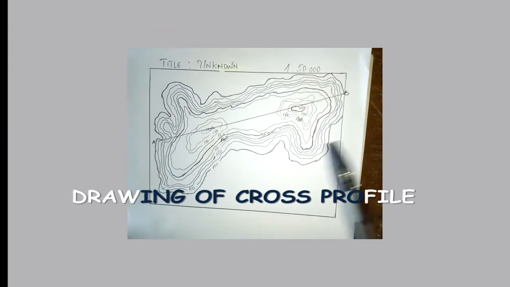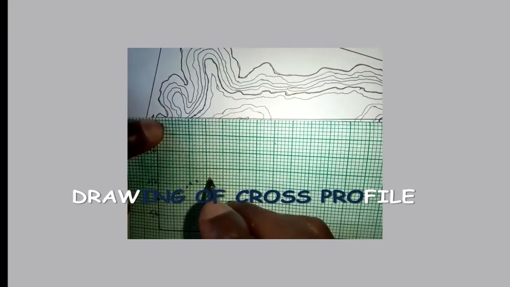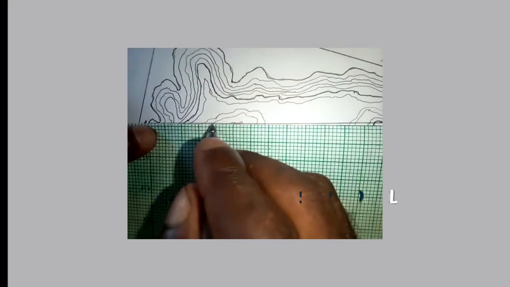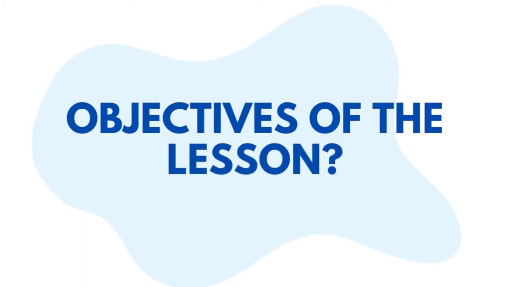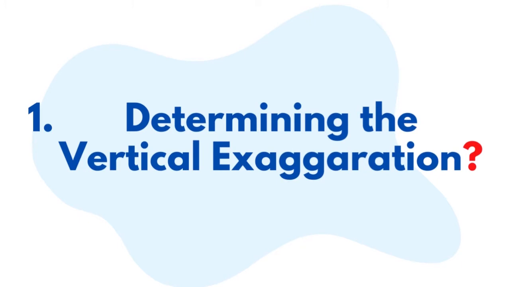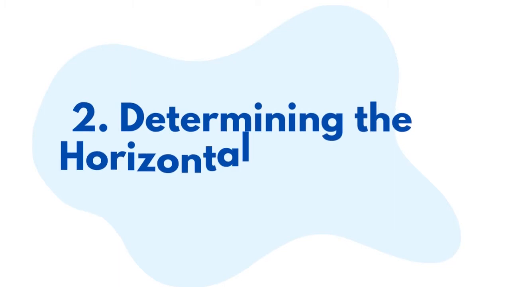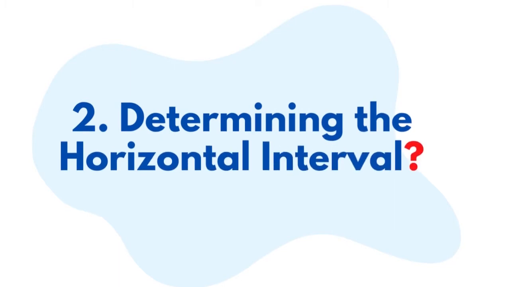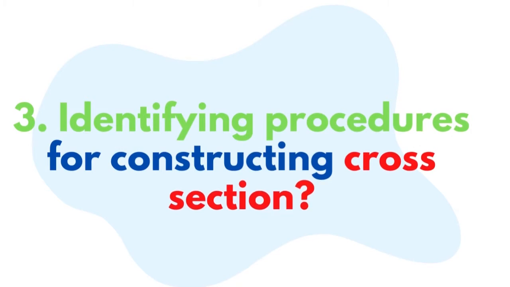Hello, my amiable students. In this lesson, we are going to be dealing with cross-section or drawing of cross-sectional profile from topographic relief. In our lesson objective, we are going to be looking at how to determine or identify vertical interval, how to identify vertical equivalent, how to identify horizontal equivalent, as well as how to draw the cross profile proper. We are also going to look at various slope forms as well as intervisibility.